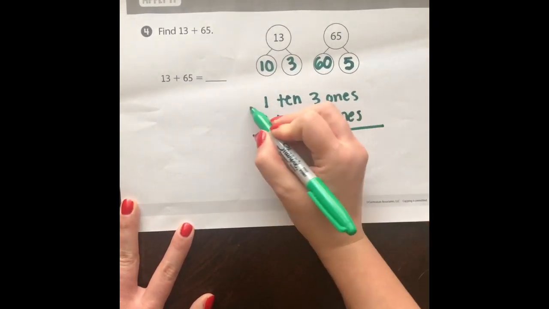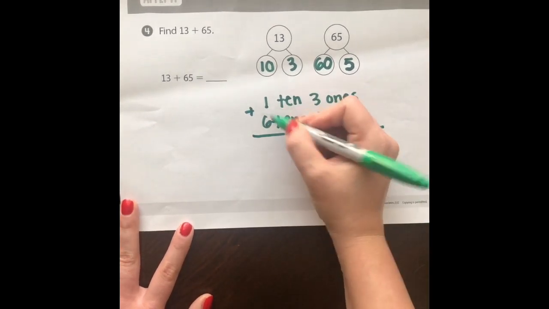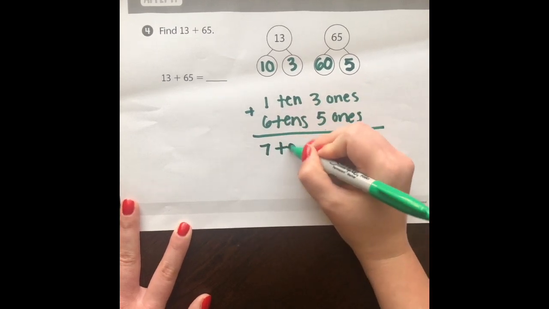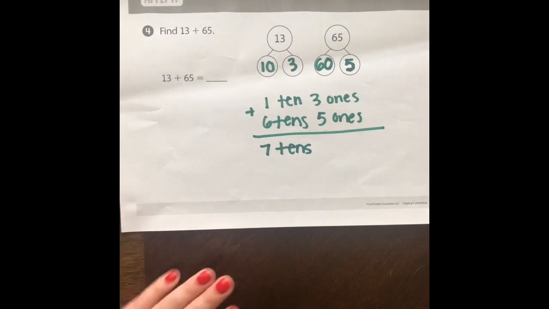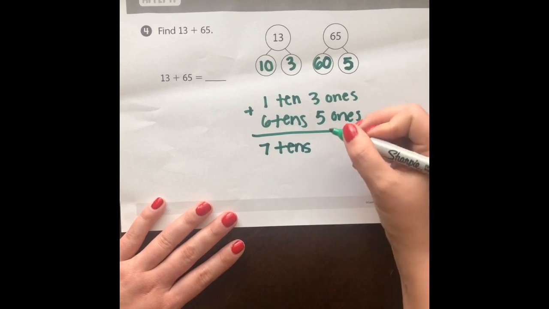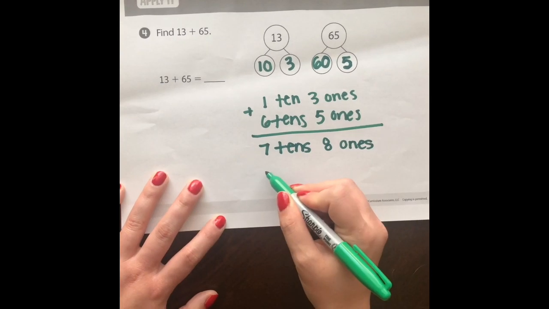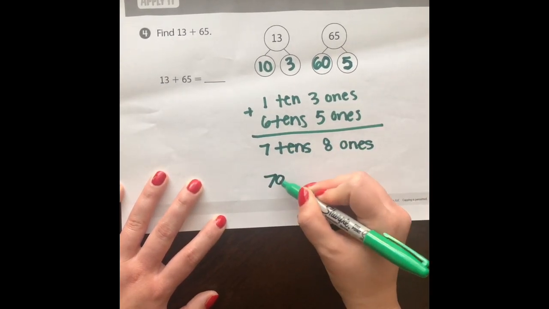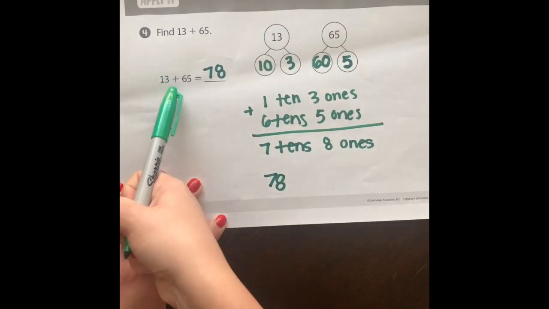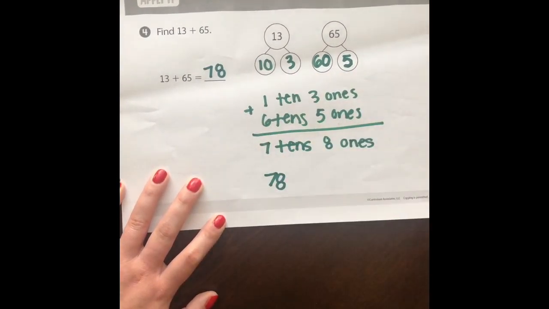We are going to add this together and make sure these are lined up correctly. We are going to first add our tens. 1 ten plus 6 tens, or 1 plus 6, is 7, or 7 tens. And 3 ones plus 5 ones is 8 ones. We know 7 tens and 8 ones is written like this. Our answer is 78. 13 plus 65 equals 78. We showed that with our number bonds and with our words.